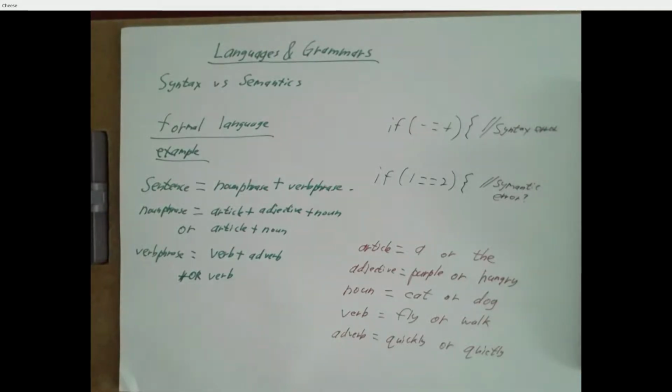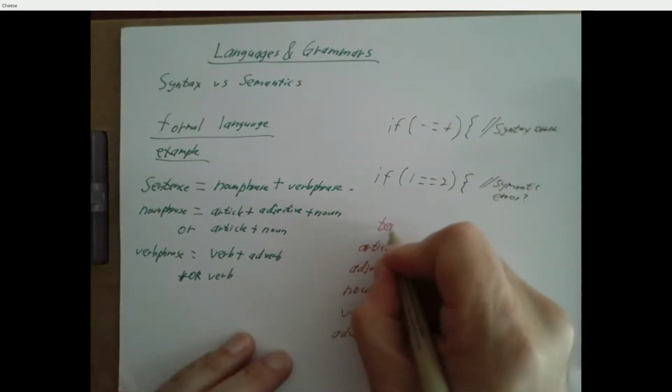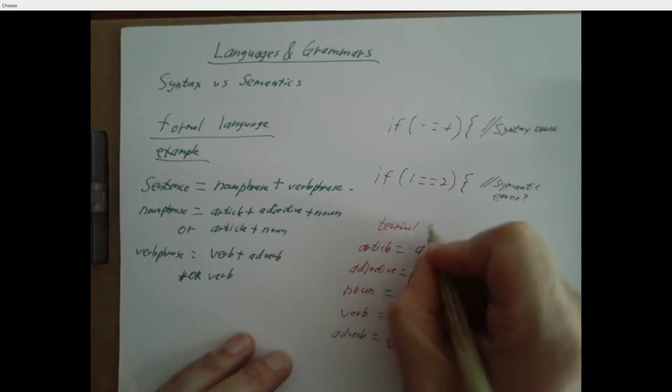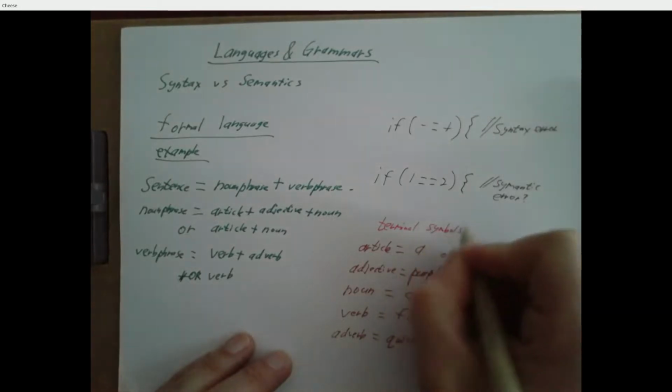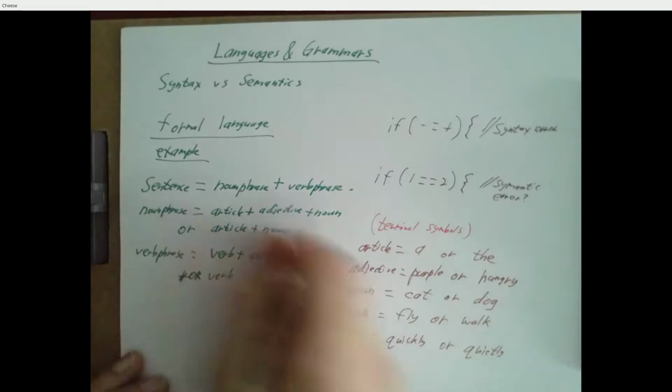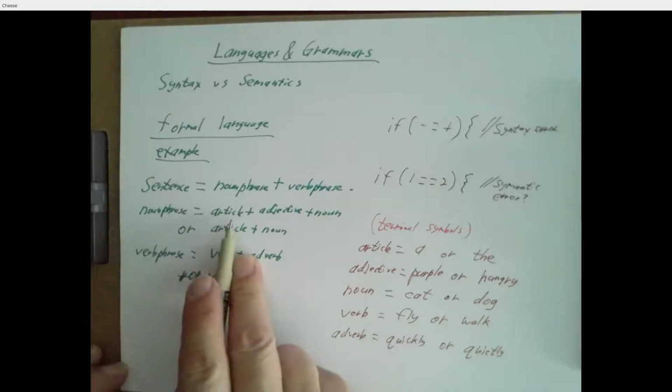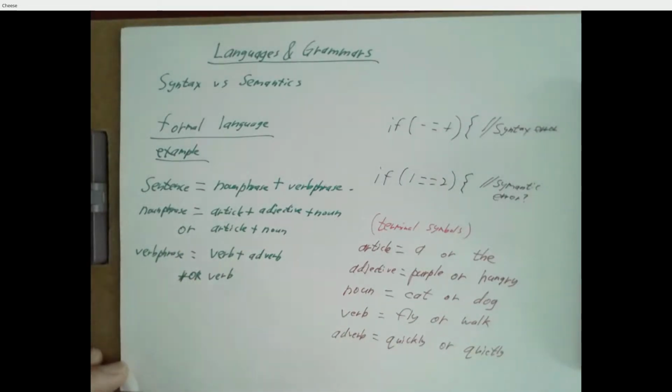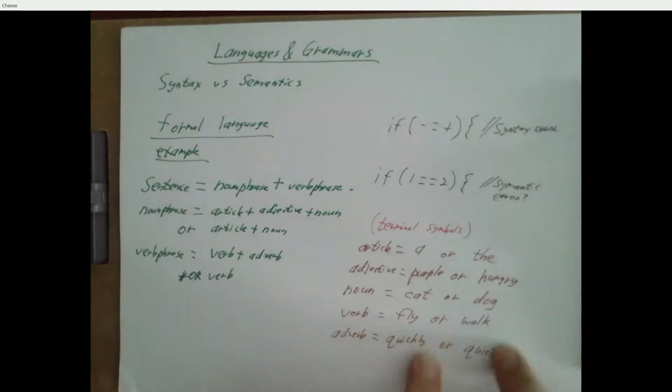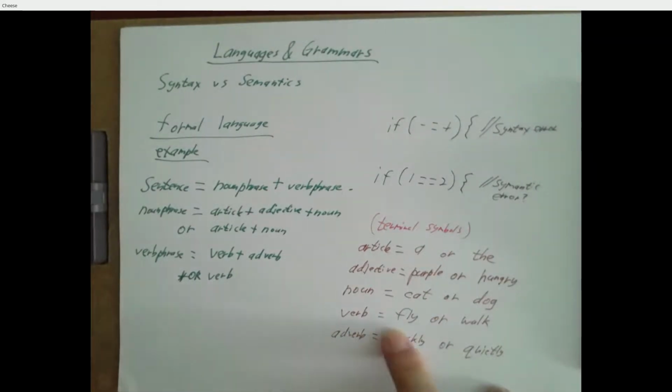So these we can think of as being sort of terminal symbols, which are somehow different from these because each of these was defined in terms of something else that was defined in terms of something else, right? But these are actually just patterns of symbols, right? A verb is an F followed by an L followed by a Y or W-A-L-K, right? So once we are looking for a verb, we're actually just looking for a particular symbol. So these are somehow different from these up here.